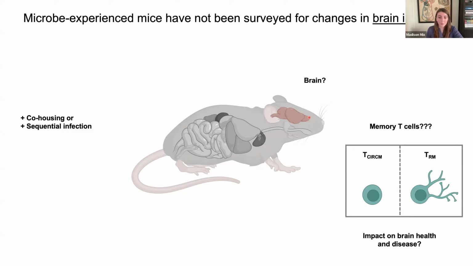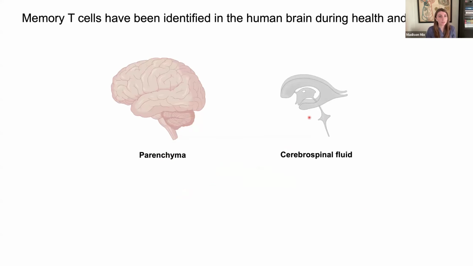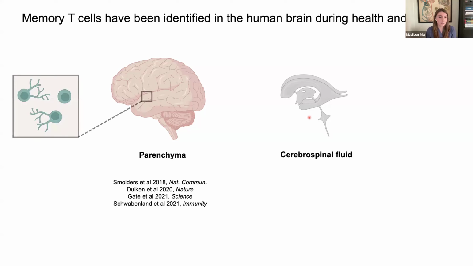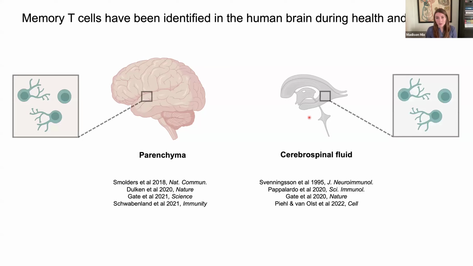And so when thinking about why this organ has been maybe ignored for so long, I think there's always sort of these historical conventions of immune privilege. But as Tomomi mentioned in her talk, we have known that memory T cells can be identified in various compartments of the human brain during health and disease. Here I'm highlighting that these cells have been identified in both the parenchymal tissue, the white matter and gray matter of the brain of humans, as well as the cerebrospinal fluid. And actually in cerebrospinal fluid, T cells are the most abundant cell type.